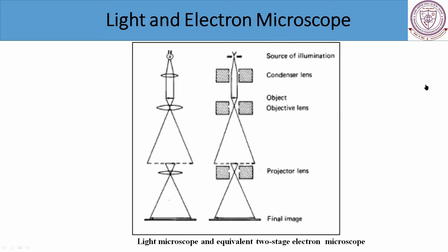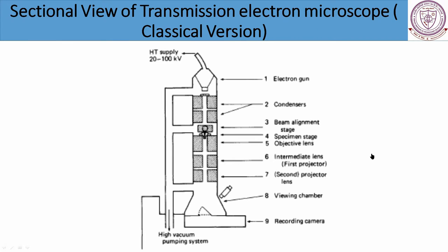In the next slide, just to give you an idea, we show the difference between the light microscope and the equivalent two-stage electron microscope. Here, this is the light microscope. All these are basically lenses made of ceramic glasses, whereas all these lenses are electromagnetic lenses. So you can have a similar correlation and line diagram of the same kind, but remember that in the electron microscope you are dealing with electrons, and they are subject to a lot of other complications. In the next slide, this is the classical view of the transmission electron microscope.